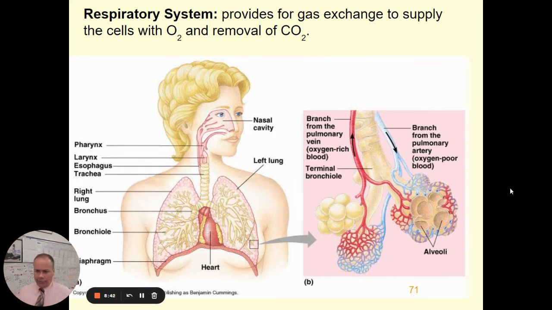surrounding the alveoli on the outside are capillaries. When these air sacs, these alveoli, inflate with air, oxygen from that air can diffuse into these capillaries and then be circulated throughout the body by the circulatory system. At the same time, carbon dioxide waste that's in this blood diffuses into the air in the alveoli, which we can then exhale to get rid of.